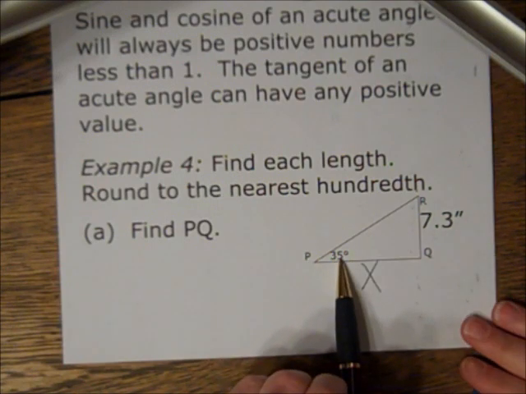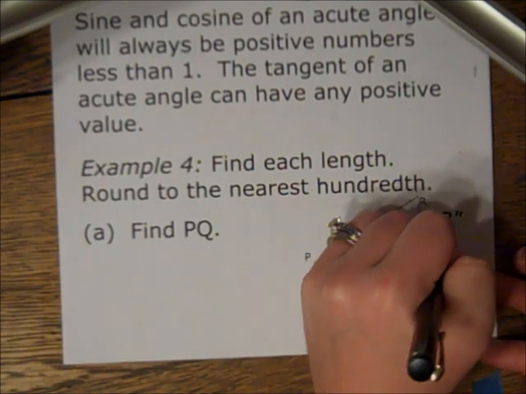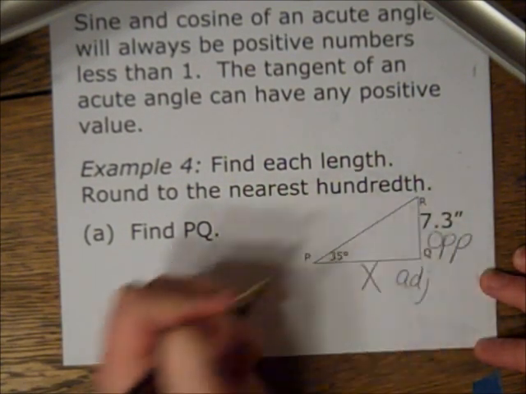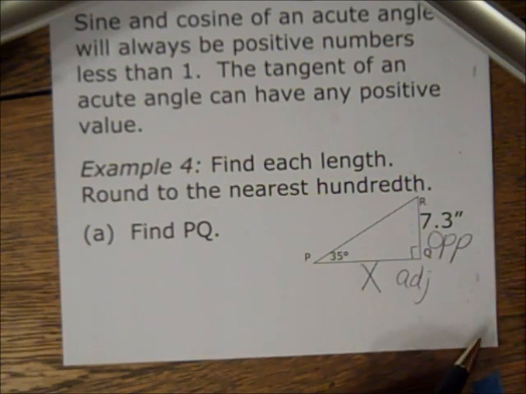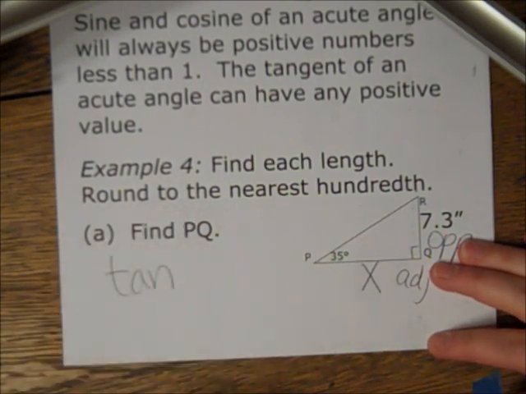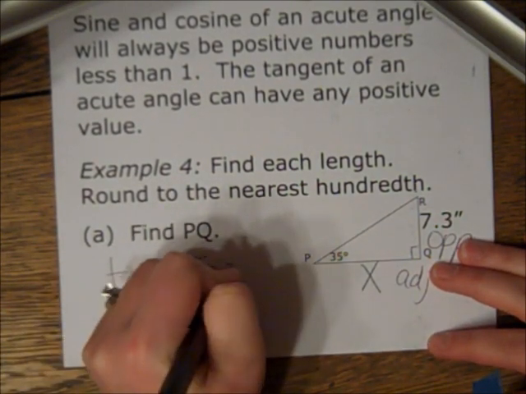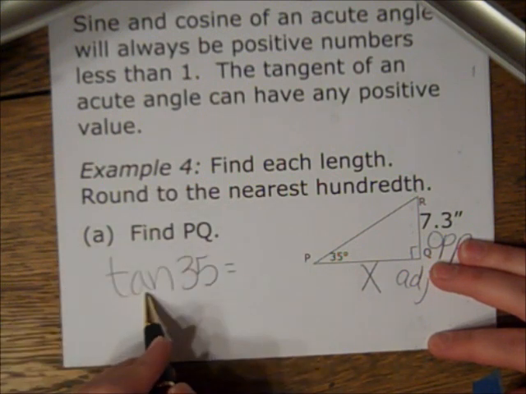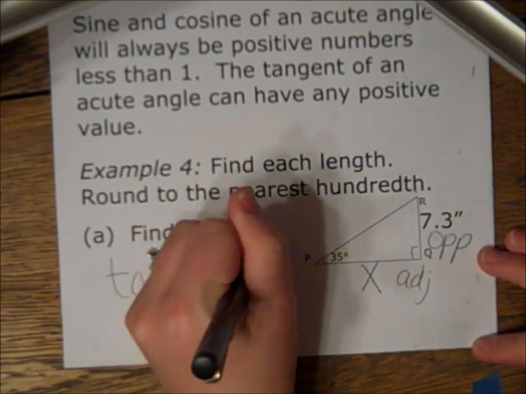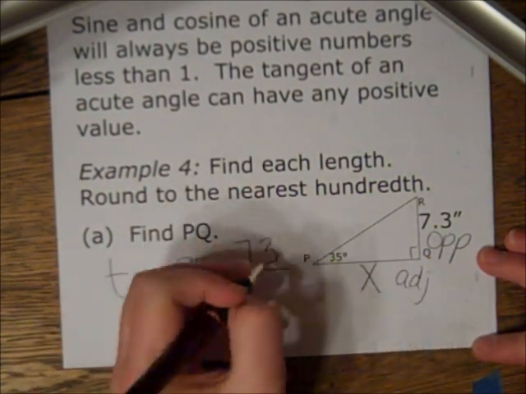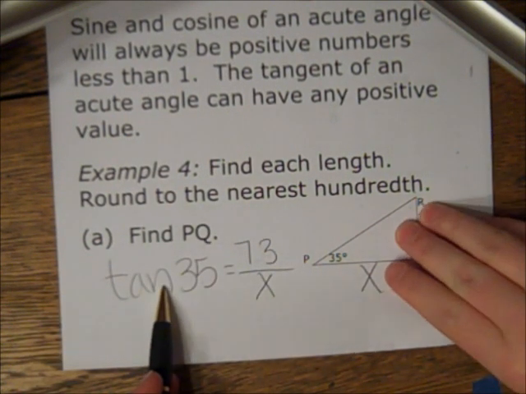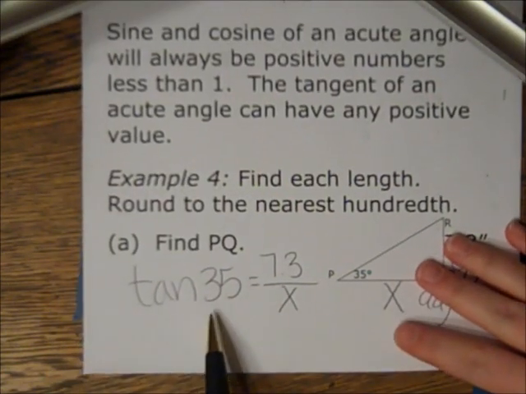So according to 35, 7.3 is the opposite side, and 35 is the adjacent side. So I need to use the trig function that uses opposite and adjacent. So I am going to use tangent. The degree always goes next to the trig ratio. So tangent of 35 equals opposite is 7.3, adjacent is x. Now you're just going to solve for x, because remember, tangent of 35 is just some number. So we're just going to solve.